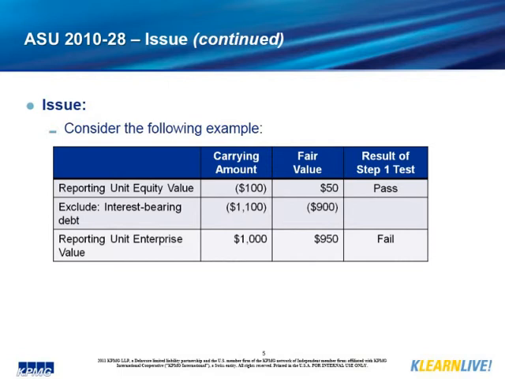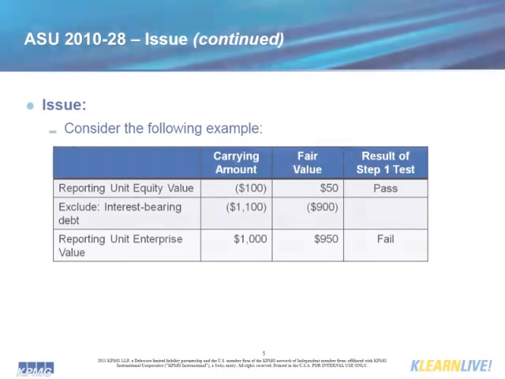However, if we exclude interest-bearing debt from both the fair value and the carrying amount, and note that in this example the debt's fair value is below its carrying amount, then the carrying amount is adjusted to a positive $1,000, which is in excess of the adjusted fair value of $950, and therefore the reporting unit fails the Step 1 test under the enterprise value-based approach.